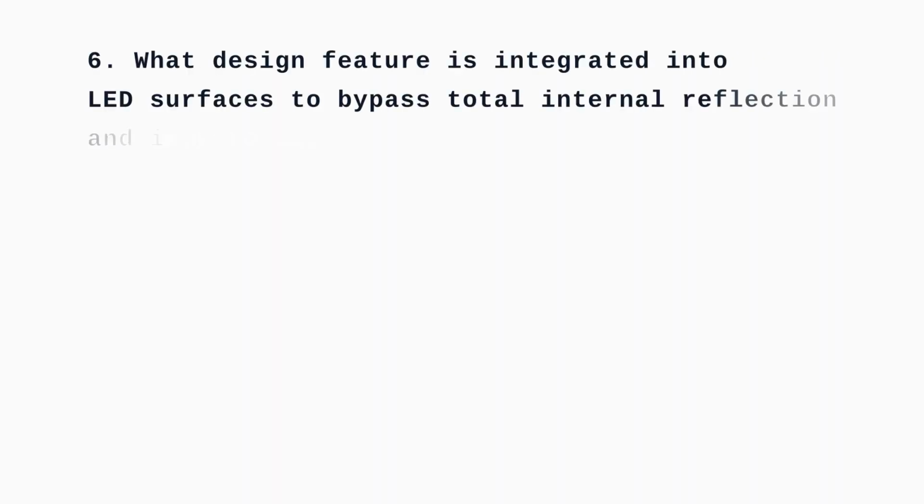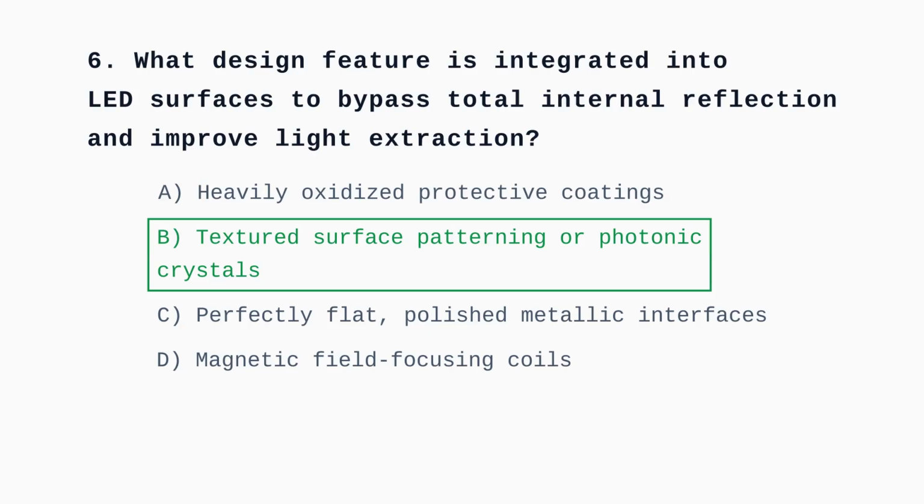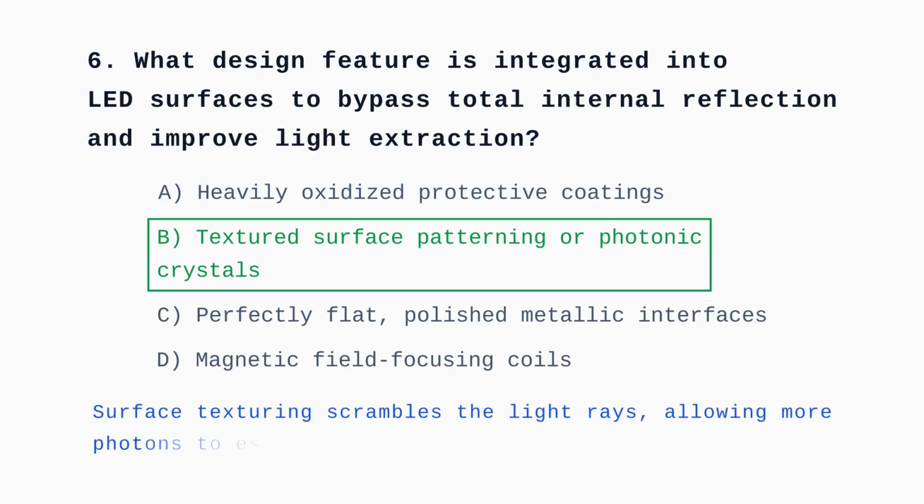Question 6. What design feature is integrated into LED surfaces to bypass total internal reflection and improve light extraction? Textured surfaces and photonic crystal lattices disrupt total internal reflection at the semiconductor-air boundary, allowing more generated photons to escape.